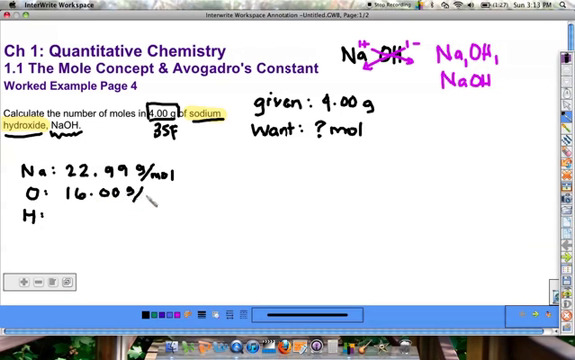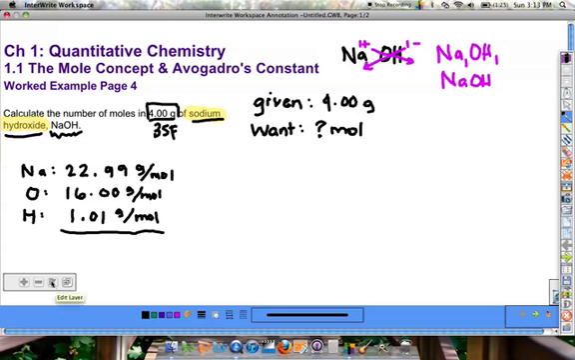Again, grams per mole. Then we have the hydrogen, also another good one to just memorize because we use it so much. 1.01 grams per mole. Now we don't have to multiply by anything in this one because it's all a 1 to 1 to 1 ratio, but we just have to add it all together.